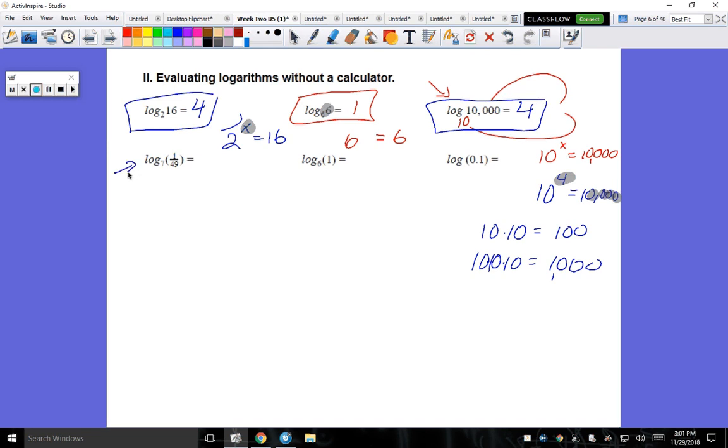Let's go with this one. This one's a little bit different. Who wants to take a shot at this one? Megan, go for it. What do you think we do?